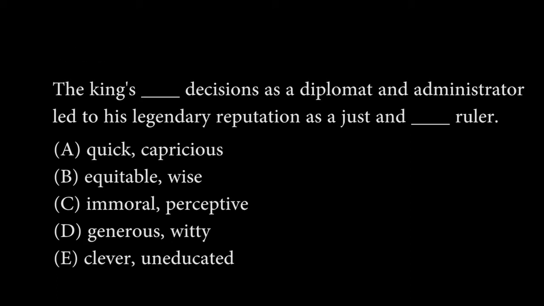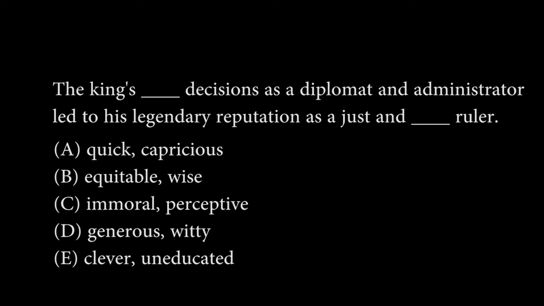The clue here is the phrase "led to." You know that the kind of decisions the king made gave him a reputation as a just and blank ruler. So whatever goes in both blanks must be consistent with "just." Both blanks must contain words that are similar in meaning. Because of his blank decisions, the king is viewed as a just and blank ruler.